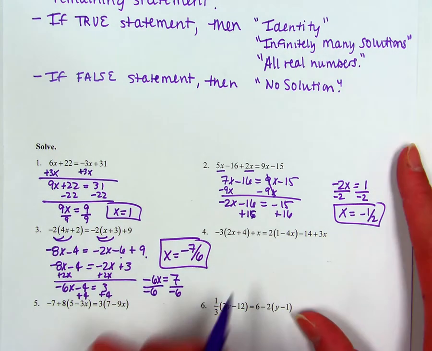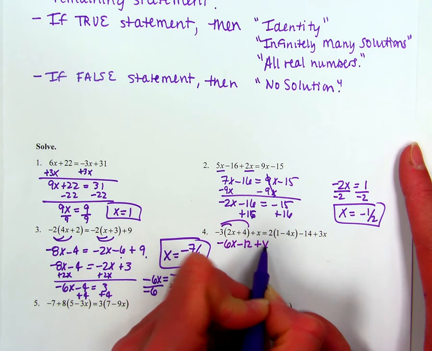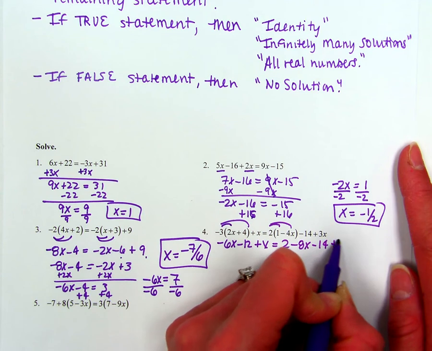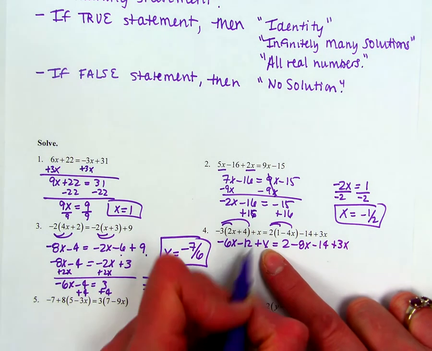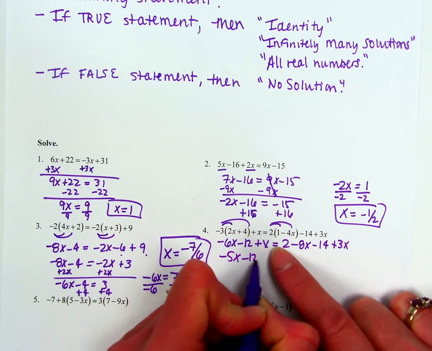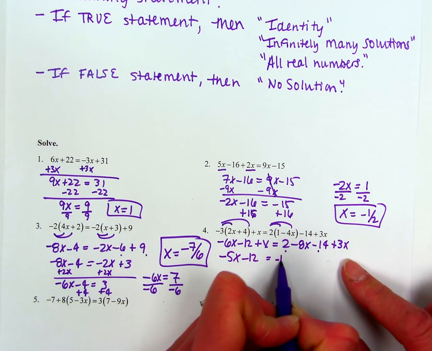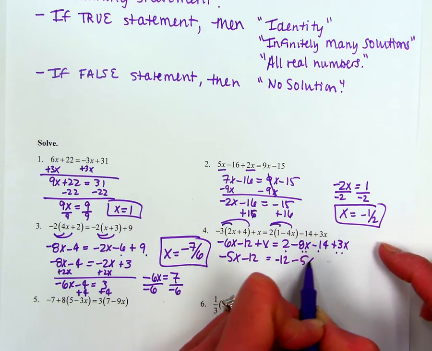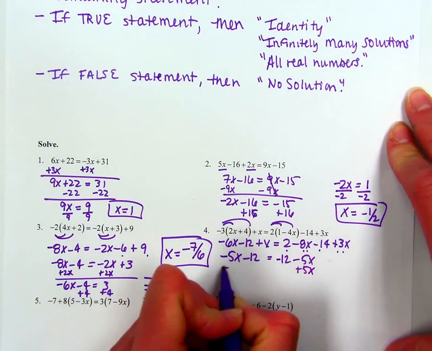All right, number 4, we're going to distribute. We get negative 6x minus 12 plus x equals 2 minus 8x minus 14 plus 3x. Now we have lots of like terms. So these add together. Negative 5x minus 12. I have 2 minus 14 is negative 12. I have negative 8 plus 3. That's negative 5x. And then I'm going to add my variables to move to the other side.